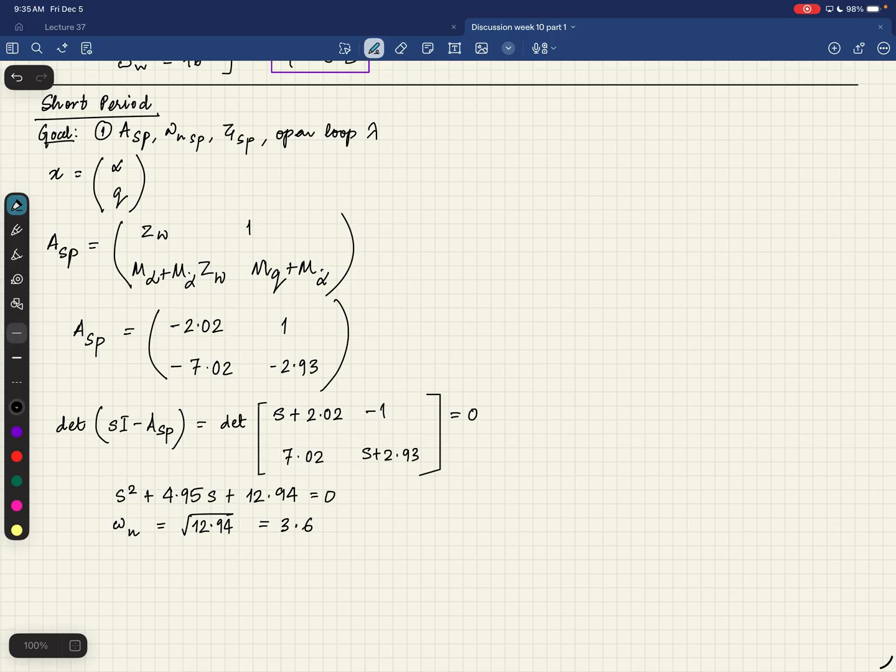Now tell me, should I give you full score for this? You still need to get your damping ratio as well. Yeah, that's correct, but I think it's lambda, the units.